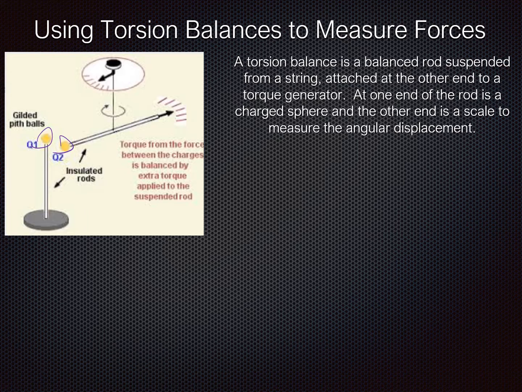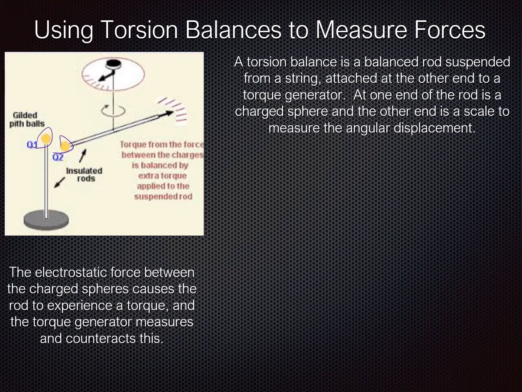So what Coulomb did is he took these two spheres and he charged them and set them up so that this rod right here is balanced from its center, hanging from a wire. Now that wire resists being twisted. If you imagine trying to twist a wire, it wants to twist back. It wants to restore itself back to the way it was.